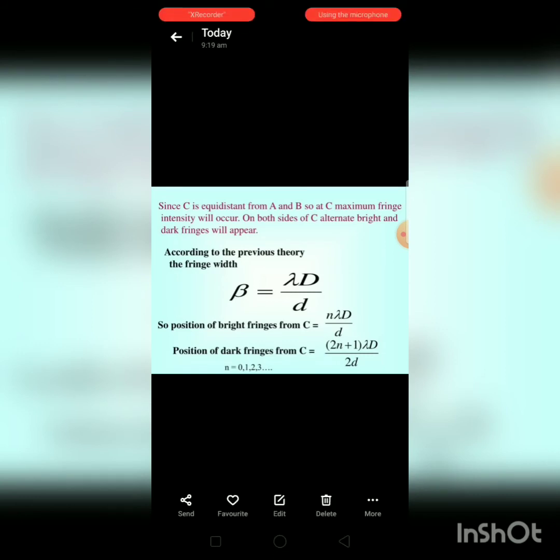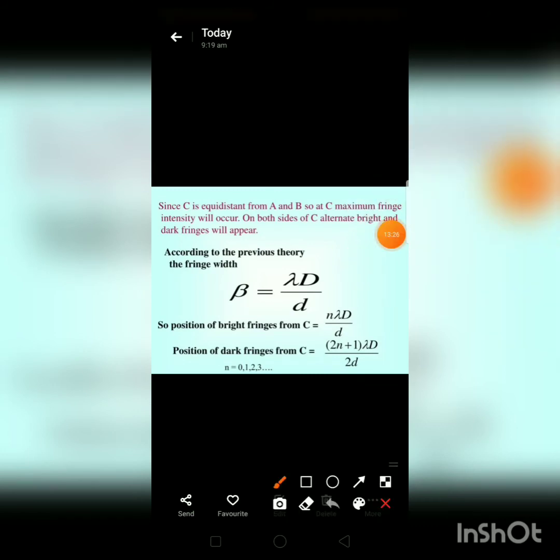At the center C, maximum fringe intensity will occur on both sides of C. Alternate bright and dark fringes will appear. According to previous theory, we already obtained the fringe width formula with the help of the Young double slit experiment.